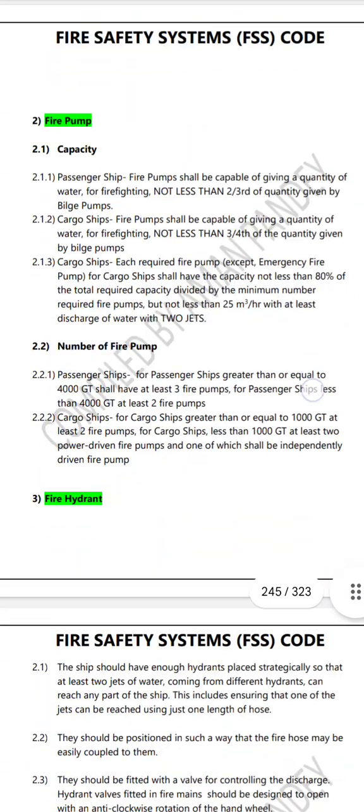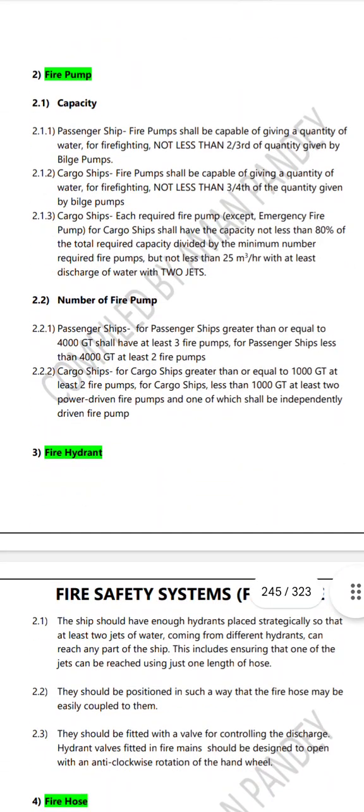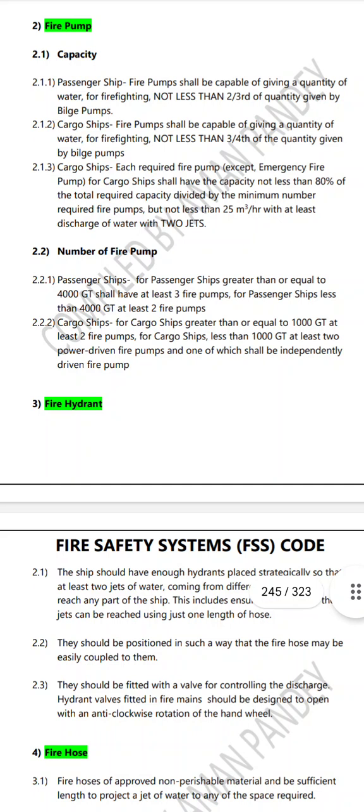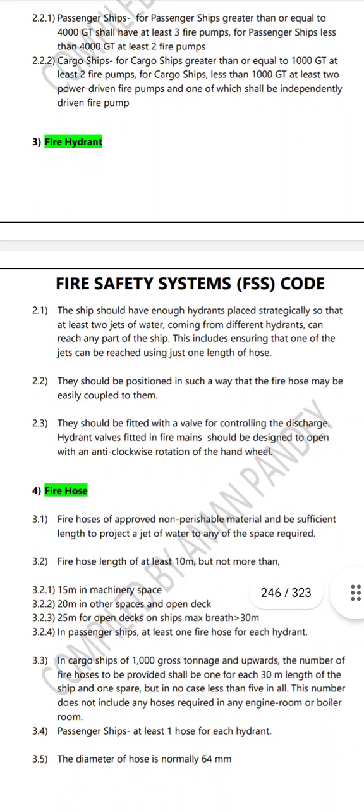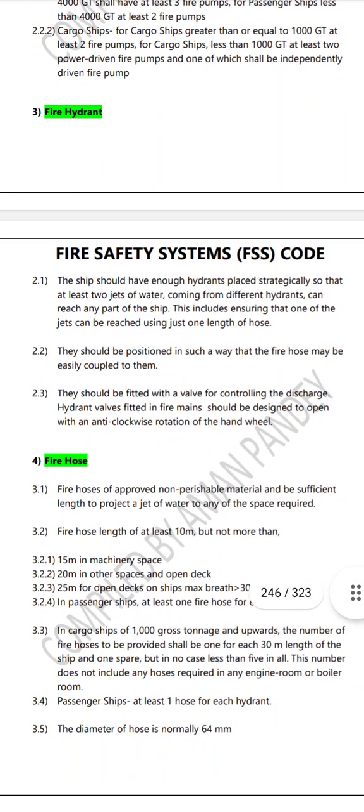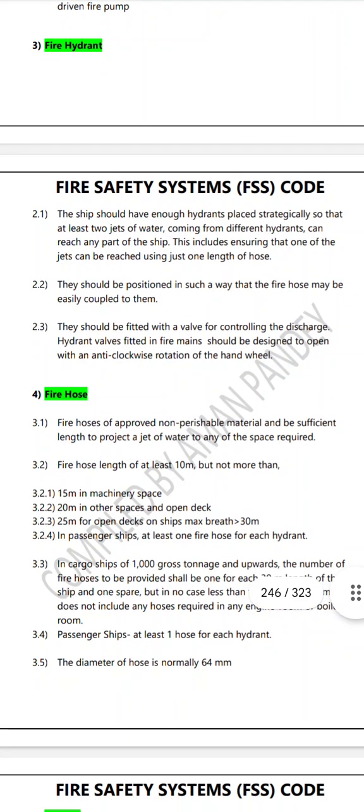यार क्या बात हुई, किधर है यार? 4000 का एटलीस्ट फॉर पैसेंजर शिप ठीक है। कार्गो शिप का क्या है? एटलीस्ट 2 फायर पंप, ओके, लेस देन एटलीस्ट 2 फायर पंप, वन ऑफ विच शैल बी इंडिपेंडेंटली ड्रिवन फायर पंप। हाइड्रेंट का क्या है? The ship should have enough hydrants placed strategically so that at least 2 jets of water coming from different hydrants can reach any part of the ship.